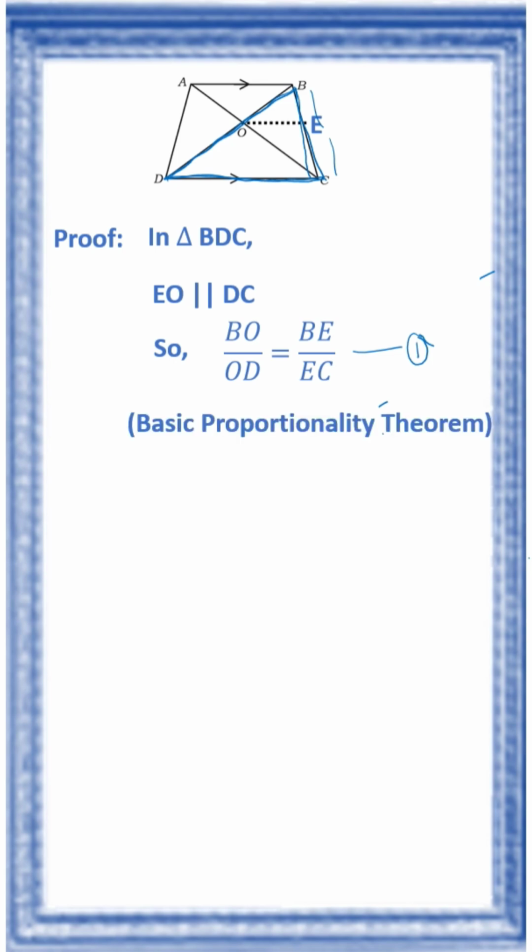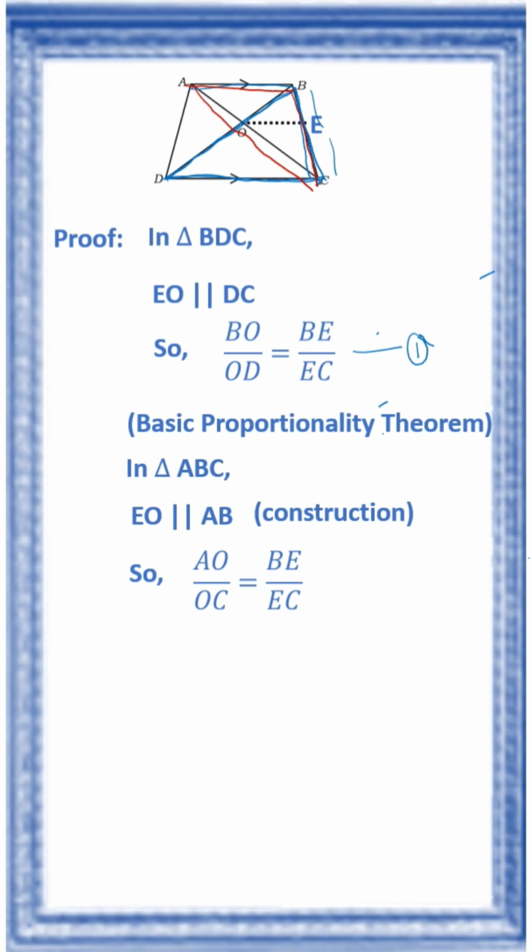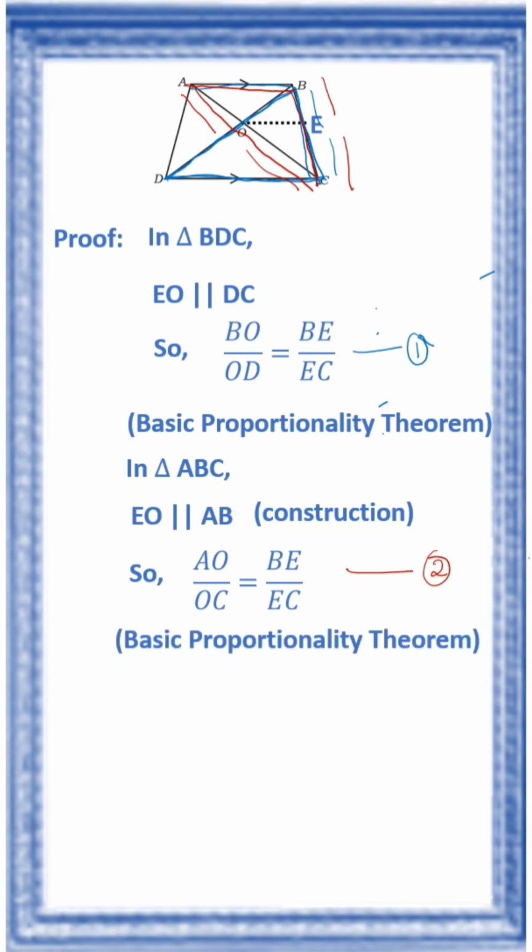Because of the basic proportionality theorem, in triangle ABC, this triangle ABC, let me show it in a different color. This triangle ABC. Here EO is parallel to AB. It is also by construction. So what happens? AO by, where is AO? AO by OC is equal to BE by EC. We can write, let this be equation number 2, because of the basic proportionality theorem. Corollary of the basic proportionality theorem also we can write. Okay.